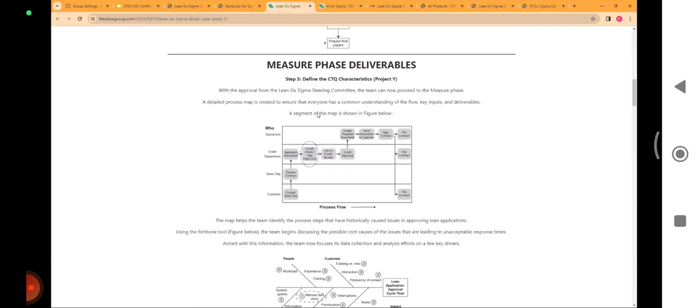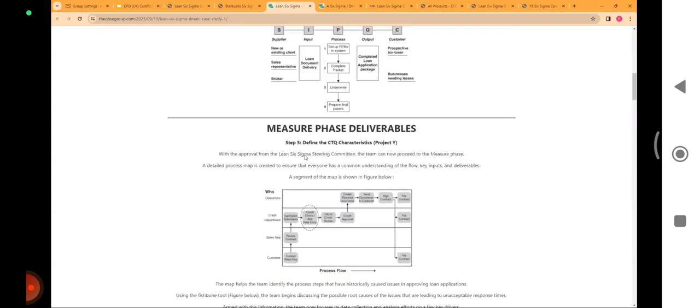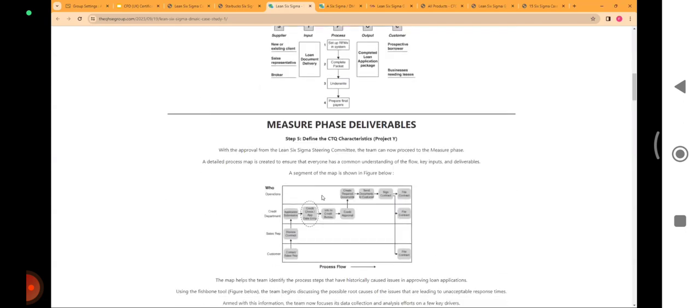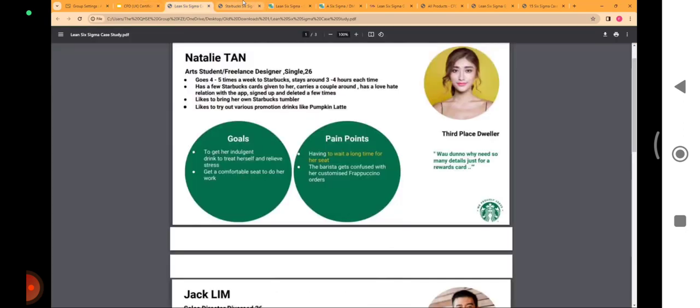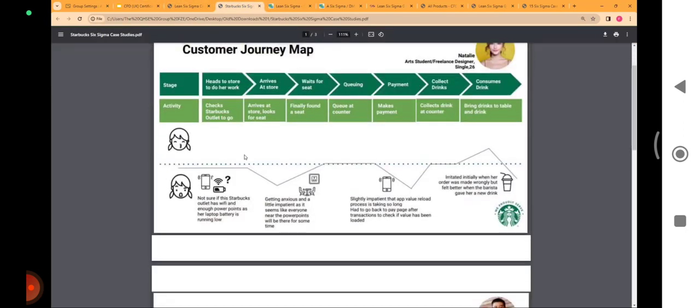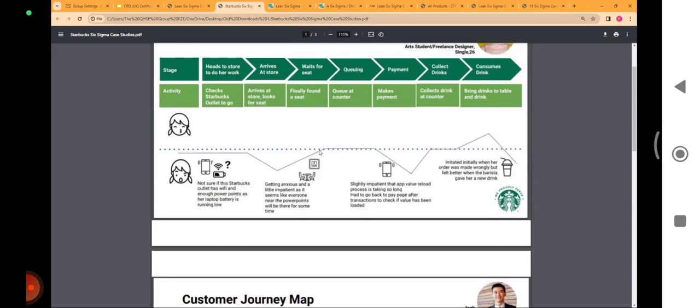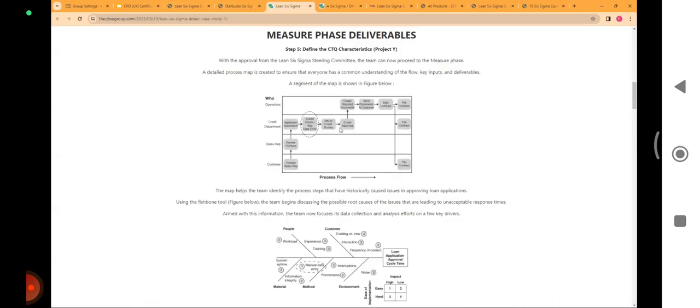Okay, so that is now how they have translated the voice of the customer to become the voice of the process. And as you can see here, it is literally the same thing. At Starbucks here, we said this is the step that is causing historical issues. So this one right here is literally the same thing as just mentioning it over here.